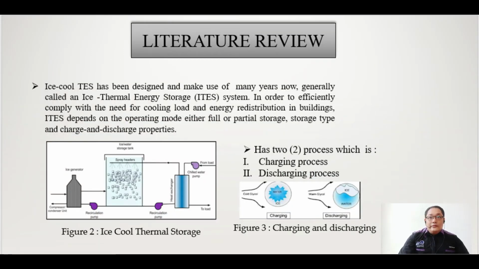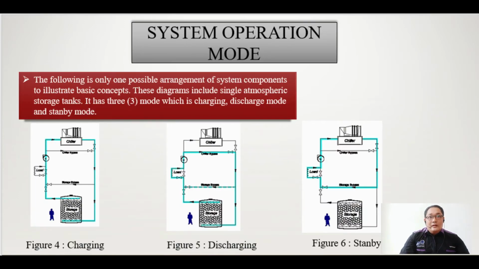Literature review. Ice cool thermal energy storage has been designed and used for many years now. Generally it is called ice thermal storage system, in order to efficiently comply with the need for cooling load and energy distribution in buildings. ITES depends on the operating mode, either full or partial storage, storage type, and charge and discharge properties. For system operation mode, it has three types, which are charging mode, discharging mode, and also standby mode.